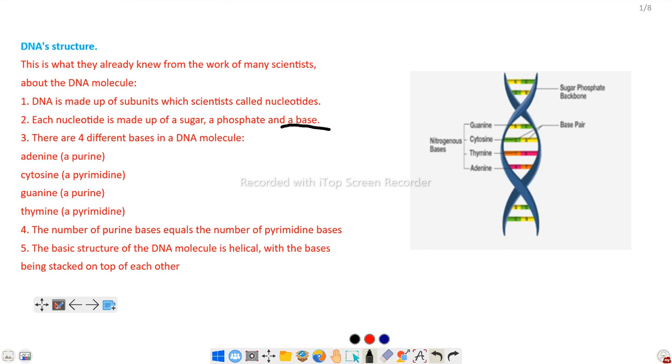There are four different bases in a DNA molecule: adenine, cytosine, guanine and thymine, out of which adenine and guanine are the purine bases and cytosine and thymine are the pyrimidine bases. The number of purine bases is equal to the number of pyrimidine bases. The basic structure of a DNA molecule is helical, with the bases being stacked on top of each other.